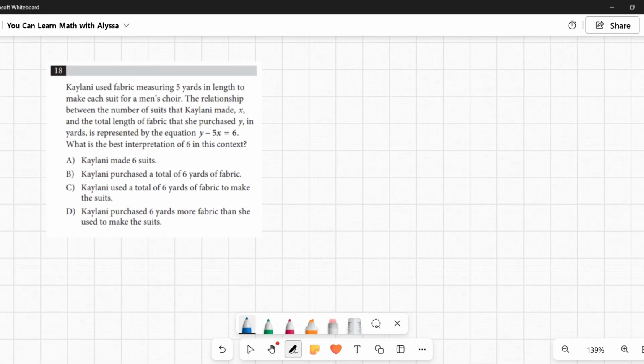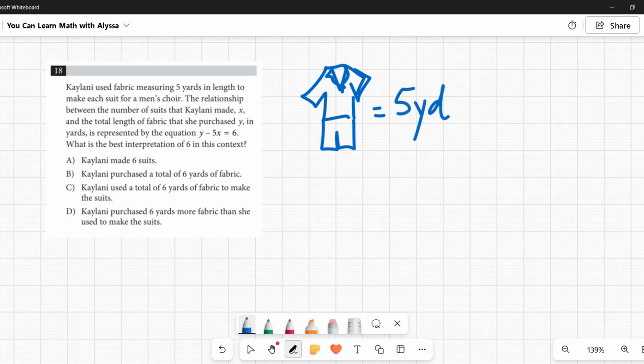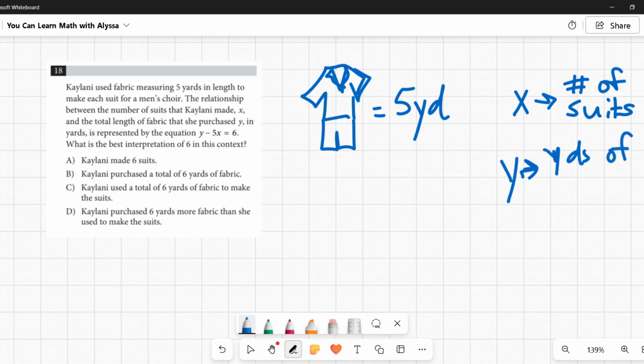Kaylani used fabric measuring 5 yards in length to make each suit for a men's choir. Okay, so Kaylani is making little suits, and each one uses 5 yards. The relationship between the number of suits that Kaylani made, X. Okay, X is the number of suits. The total length of fabric that she purchased, Y. This is yards of fabric purchased.